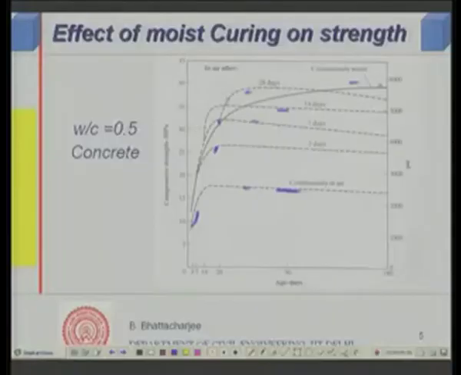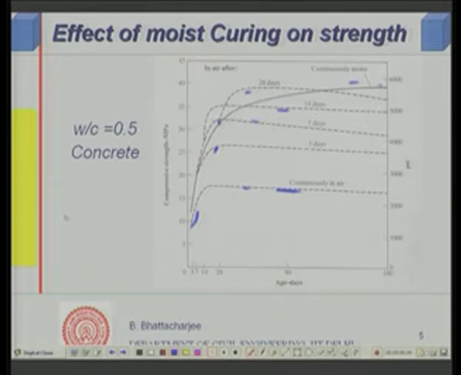What we see here was for water cement ratio 0.5 concrete. For another water cement ratio, the strength will not be exactly like this. You can see the relative strength: this was close to 40 MPa when you have done curing for 28 days. So, the maximum strength attained was 48 MPa if you keep it continuously moist, and if you keep it for 7 days, it is somewhere around 32 or 33.